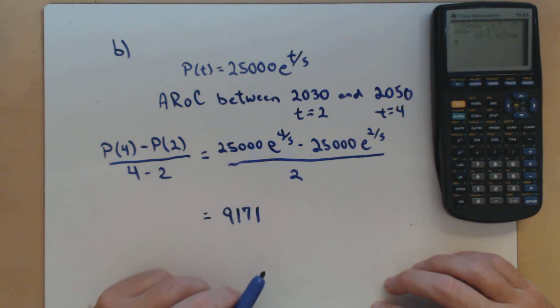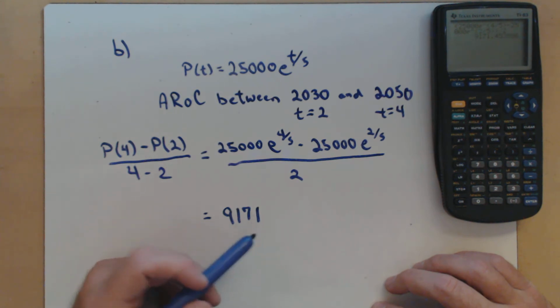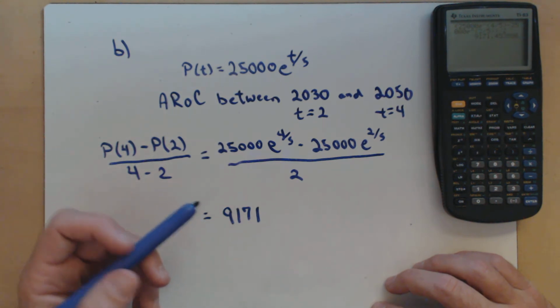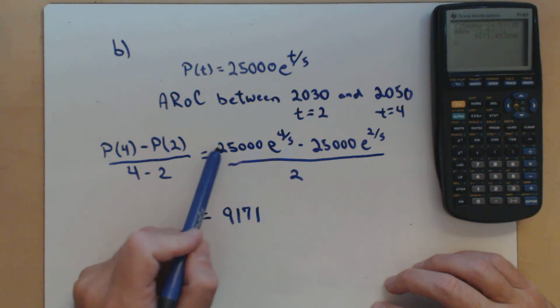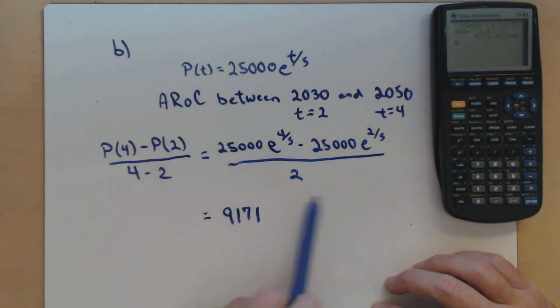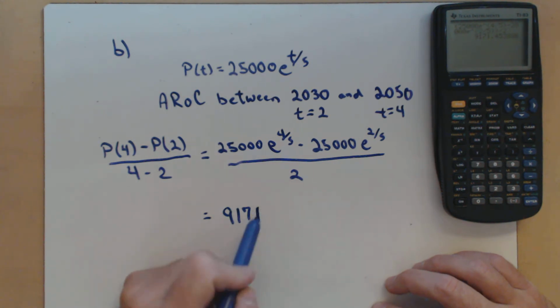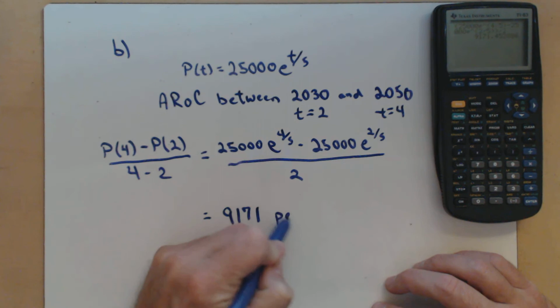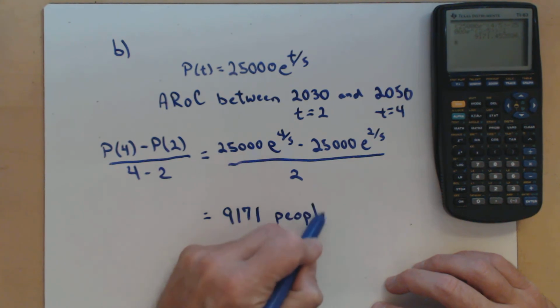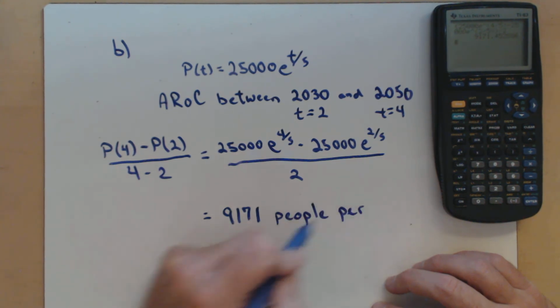9,171. Now we're going to round that off to the nearest whole number. Now you might be thinking, well, why did we decide to do that? Well, next thing we're going to be asked about is basically our units, so we can describe what we found. Well, remember, this top line was in population, measured in people. This bottom line was the number of years. So the units on this are people per year.